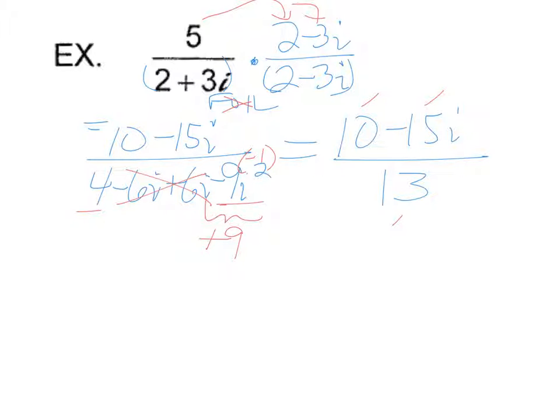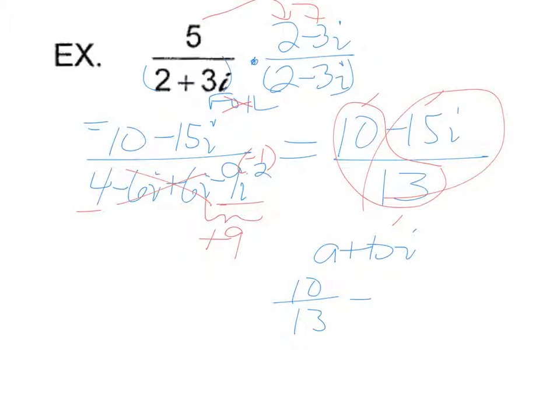Now, sometimes textbooks want you to write it in the form a plus bi. And for me personally, I don't mind if you leave the answer the way that I have it here. But if you want to write it in a plus bi form, you just split the fraction up, and you would have 10 over 13 minus 15 over 13i. So for me, either answer is correct there.